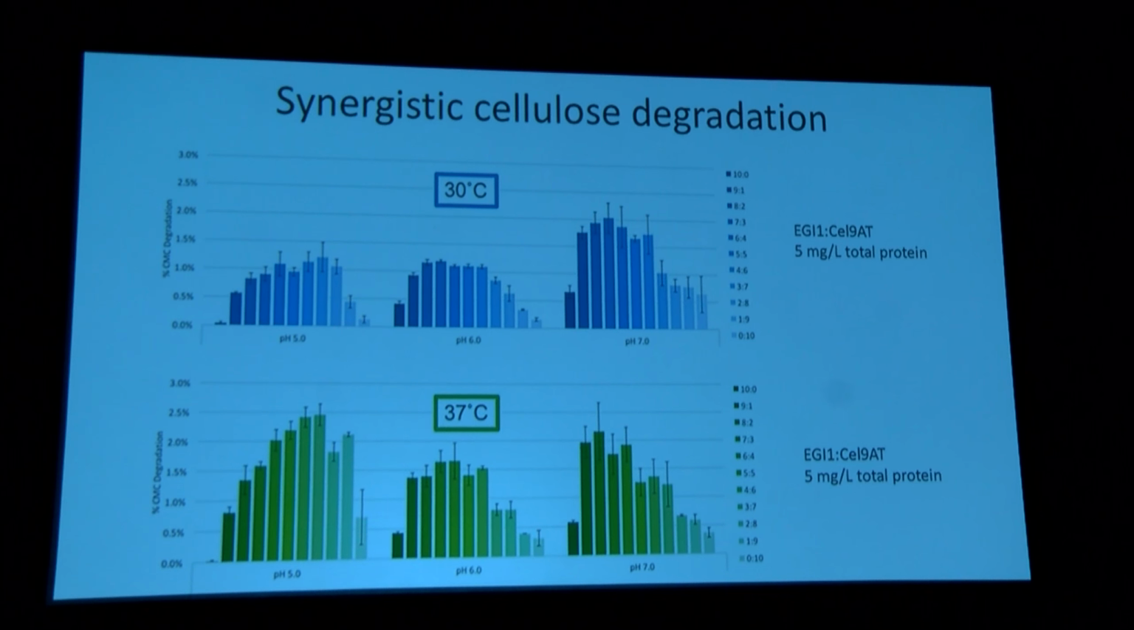So the cool thing that we found is that there's some great synergy between these two proteins. What I'm showing you here is, at 30 and 37, what happens if we have a total of 5 mg per liter of protein. This is a really low concentration of protein, and we're seeing pretty good cellulase activity. Of course, we'll want to ramp up protein expression as we go, but the cool thing is the synergy.